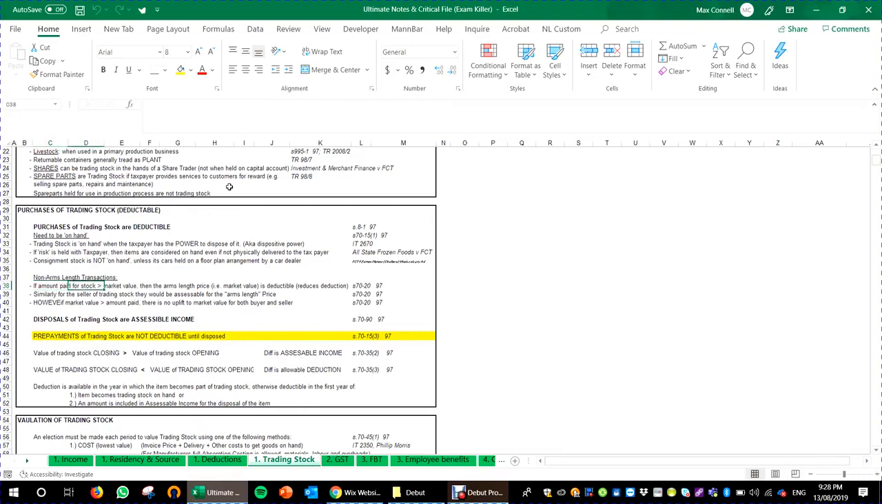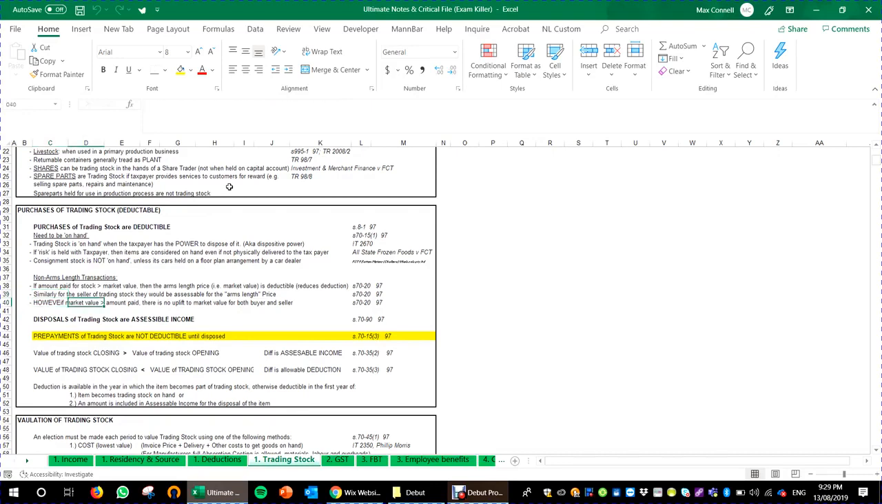So if the amount paid for stock is greater than market value, for example, I've got some clothes and I'm going to sell it to a related entity for $2,000, so my other entity, which is a related party, can get a larger deduction. This is what happens. So the arm's length price, i.e. the market value, is deductible. So the purchaser wouldn't be able to claim the $2,000 or so for the good as a deduction. They'd only be able to claim the market value. So that's Section 70-20. Similarly, the seller of the trading stock would only be assessable for the arm's length price. So they would reduce their assessable income in their sales.